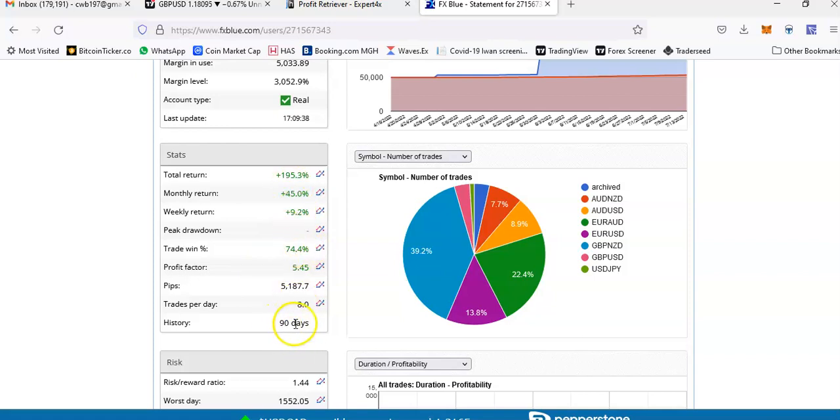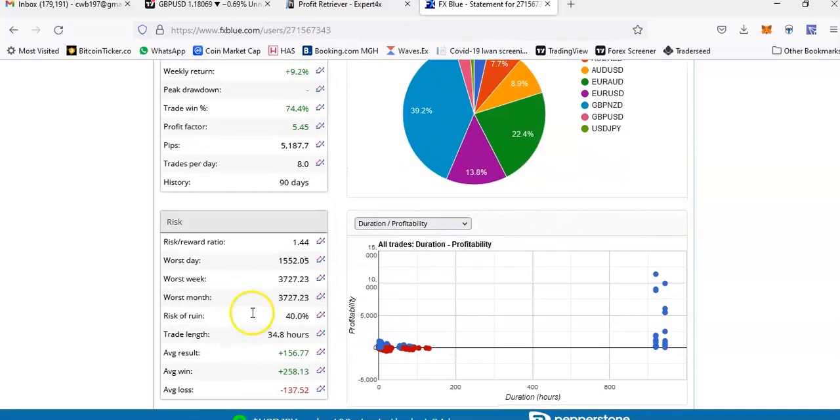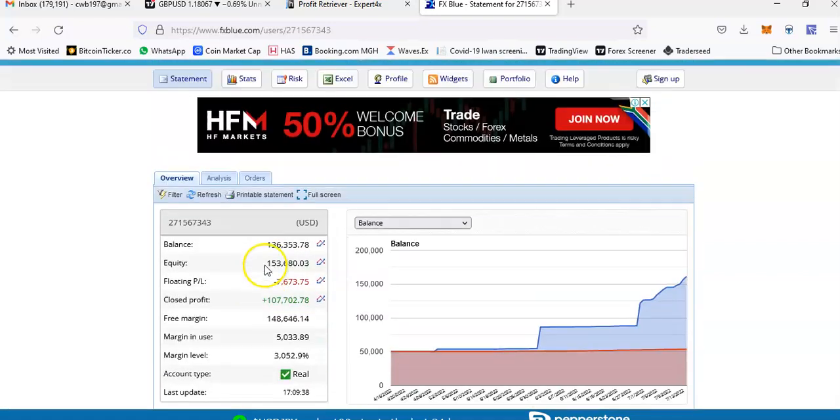You can see I've been trading for 90 days exactly today, and these include weekends. This also works on crypto, but it's very aggressive with crypto. So I don't. You need to do your testing first before you go into crypto with this robot. But you can see I've done 195% so far in 90 days. And there's more stats.